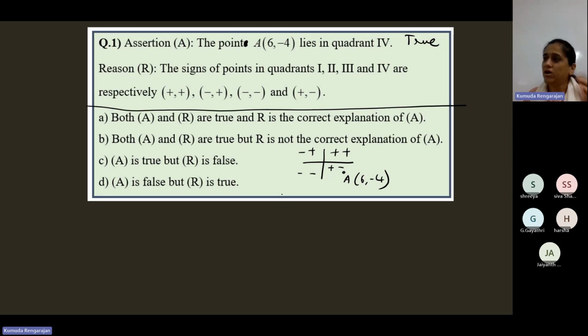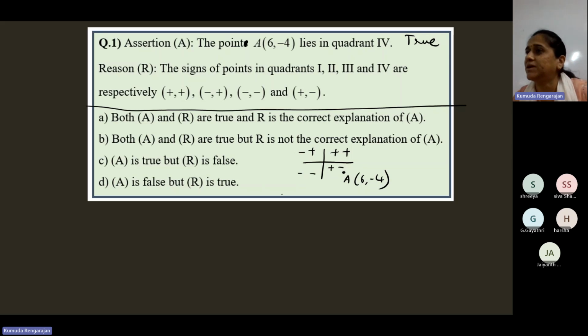Now, what is the reason statement talking about? The reason statement is talking about the assertion statement only, right? In the assertion, we have (6, -4) lies in the fourth quadrant. And the reason is also regarding the assertion statement, that the signs in the different quadrants are whatever. So is the reason statement talking about the assertion statement, or is it talking about something else?